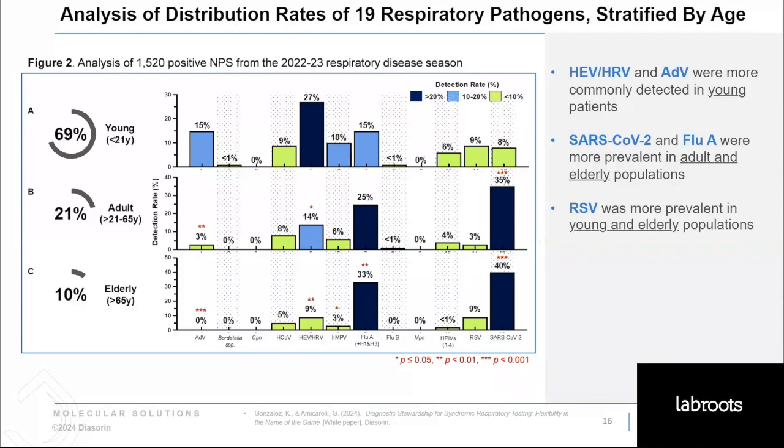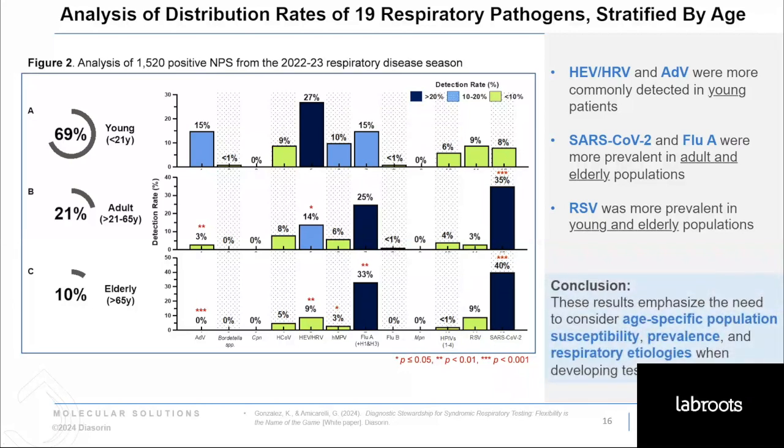Now, there are several possible factors for why we see these patterns in these populations. For one, it could be the lack of humoral immunity in pediatric populations, some social behaviors, viral interference, or even asymptomatic infections that are not captured, which can influence the prevalence that we observe. Ultimately, when creating testing algorithms, we really need to take into account the different susceptibilities, the prevalence, and also the respiratory etiologies to better serve these patients.